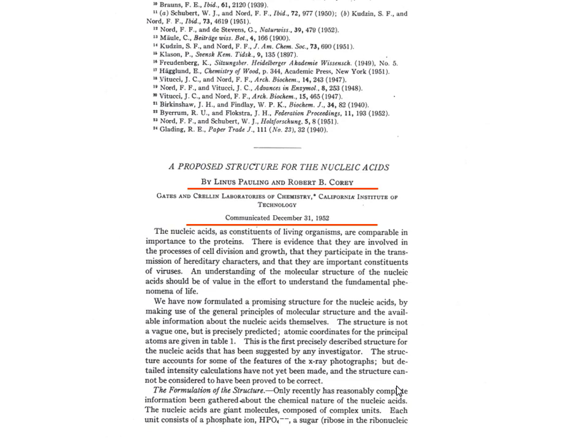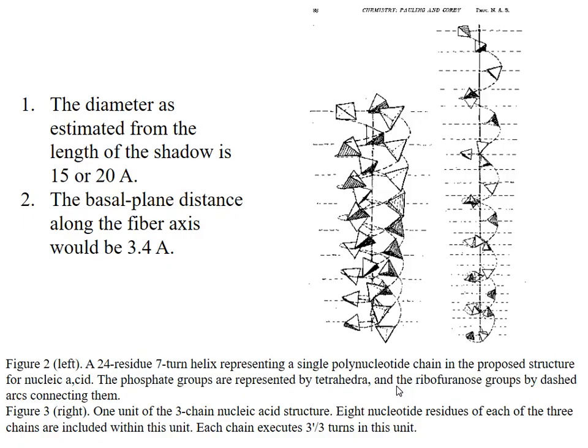Then he published another paper on the structure of the nucleic acid. He proposed a structure in December 1952, and it is very interesting what he thinks. His proposed structure is a helix, because he called it by the term helix. In fact, he thinks this is a triple helix.